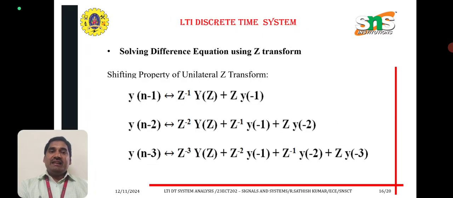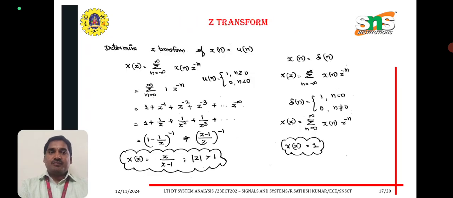Next one, linear time invariant discrete time system. Y of n minus 1 gives Z inverse into Y of Z plus Z into Y of minus 1. Similarly for Y of n minus 2, Z power minus 2 into Y of Z plus Z inverse into Y of minus 1 plus Z into Y of minus 2. Y of n minus 3 gives Z power minus 3 into Y of Z plus Z power minus 2 into Y of minus 1 plus Z inverse into Y of minus 2 plus Z into Y of minus 3. This is the shifting property of unilateral Z transform.